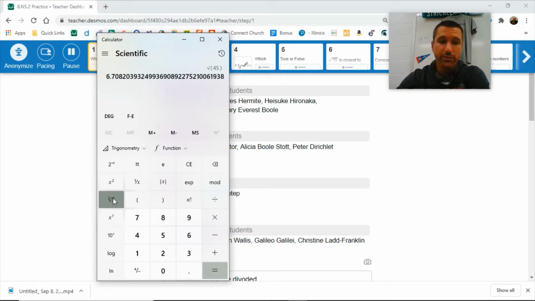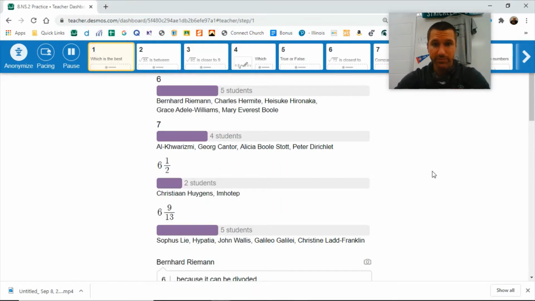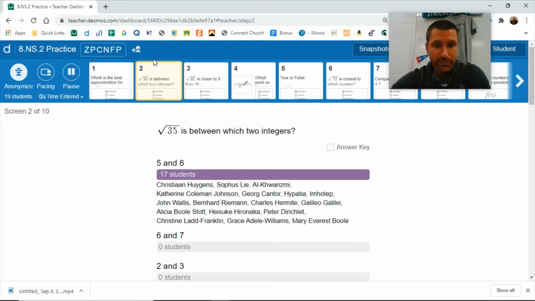6.708. Now if we look at 6 and 9/13, if I just divide 9 by 13 and look at that decimal, it's 0.692, which is pretty close to what we have here, 0.708. Those are relatively close to each other. So the best approximation is 6 and 9/13. Okay, and as you can see, there are only 1, 2, 3, 4, 5, 6 people that chose that. All right, let's go to number 2.